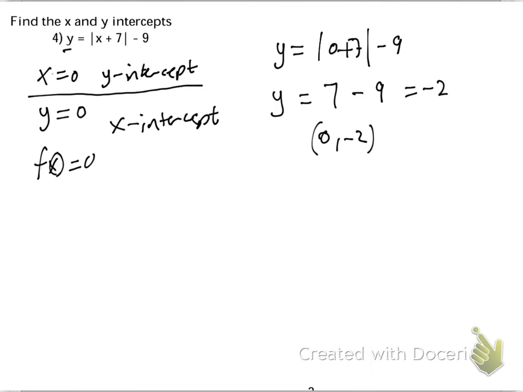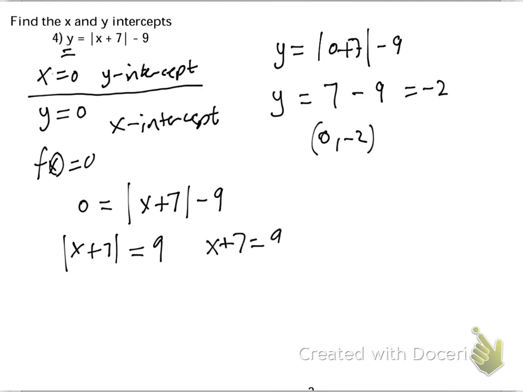Right, slightly more work for the x-intercepts. We're going to set y equal to 0. So 0 equals the absolute value of x plus 7, minus 9. I will add 9 to both sides, so I will have the absolute value of x plus 7 equals 9. So therefore we can write x plus 7 equals 9 and x plus 7 equals -9. Right, I'm going to take away 7 from both of these. So x equals 2 and x equals -16.